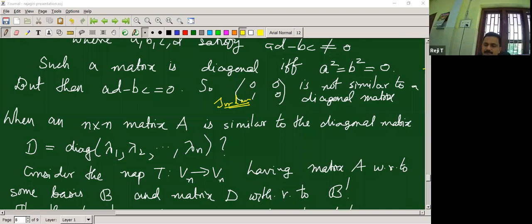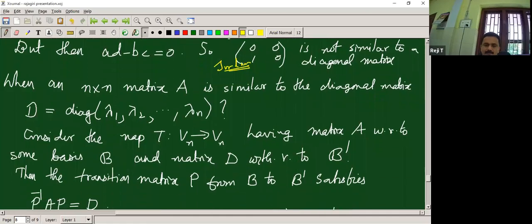Consider the map T from Vn to Vn, so an n-dimensional vector space to another n-dimensional vector space, having matrix A with respect to some basis B. So the question is when this linear map is diagonalizable. Having a matrix A with respect to some basis B, the question is whether there exists another basis B dash, so that the matrix of T with respect to that basis is a diagonal matrix.